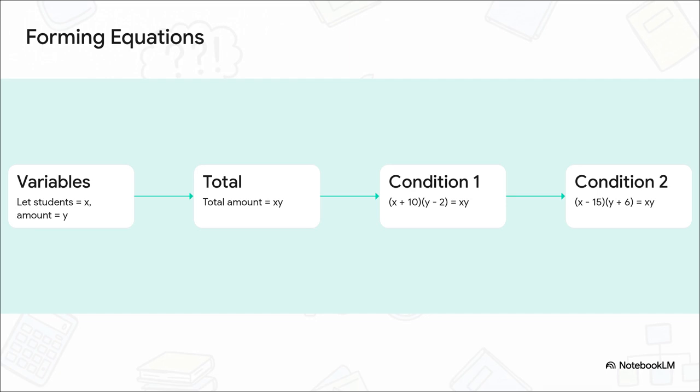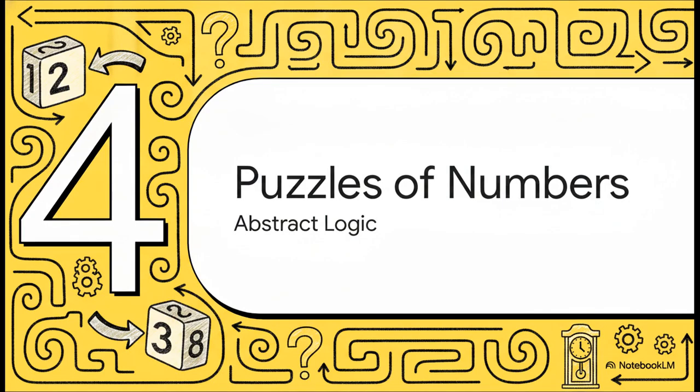Similarly, for condition 2, 15 students less is bracket x minus 15, and 6 rupees more is bracket y plus 6. And again, that equals xy. By expanding these brackets, the xy terms cancel out beautifully on both sides, leaving us with two very basic linear equations. Section 4. Puzzles of numbers and ages.